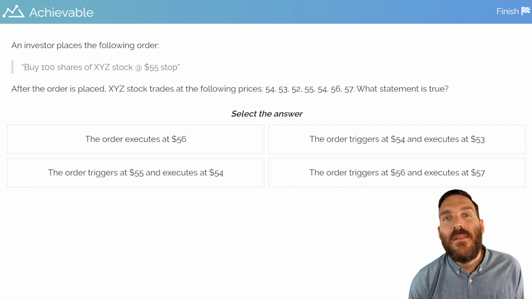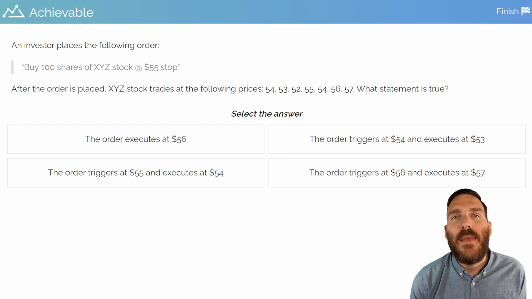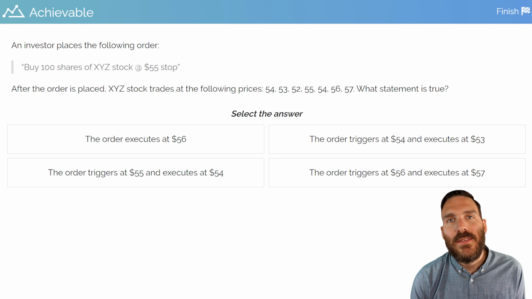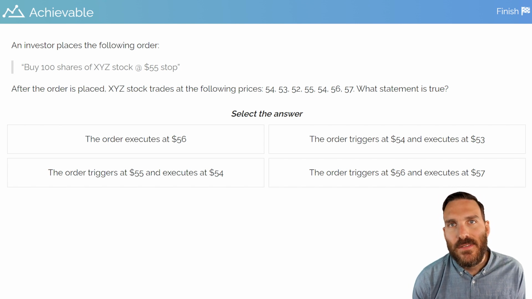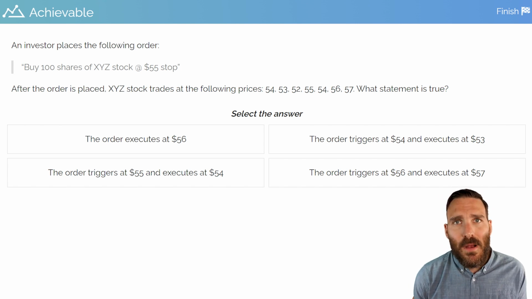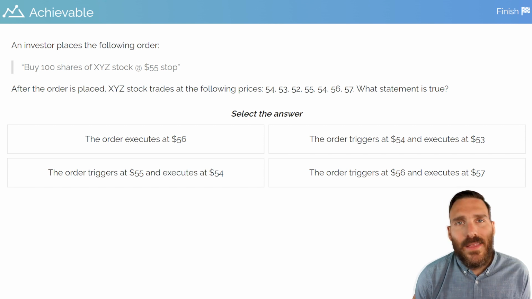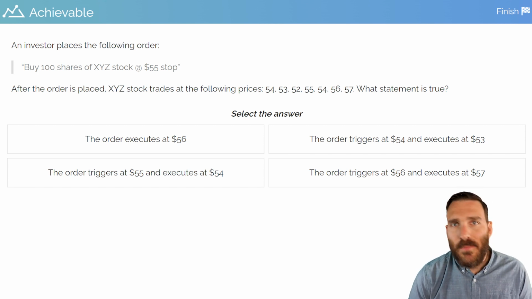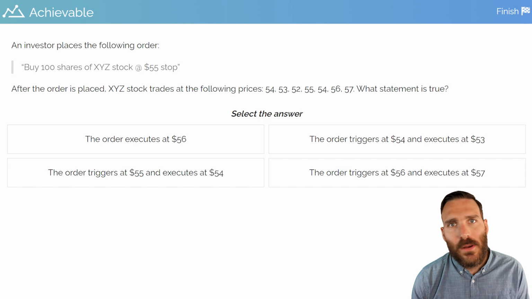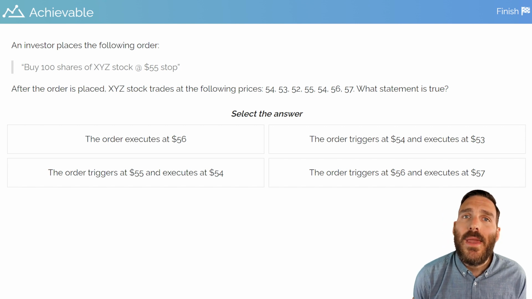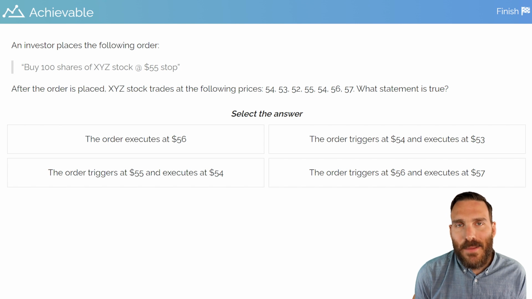All right. We have an investor that places an order. They say buy 100 shares of XYZ stock at 55 stop. And below that, we're given a bunch of market prices the stock is available at. And the question is what statement is true? And there's a bunch of execution language, trigger language at the very bottom. So let's go ahead and break this down together and make sure we feel really comfortable with buy stop orders.